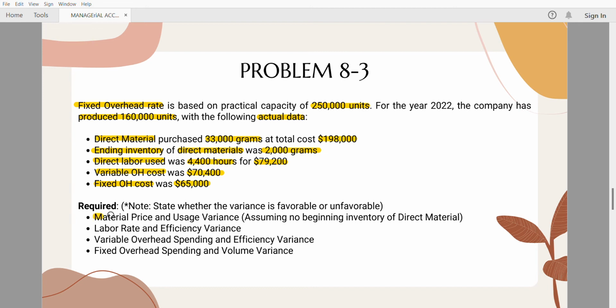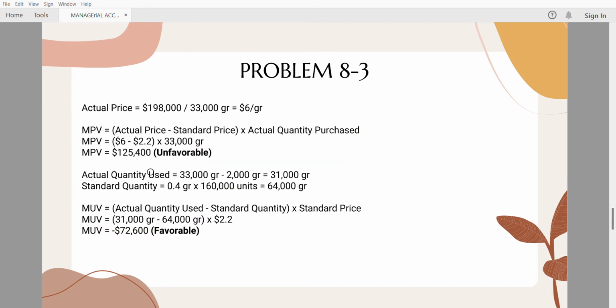And we need to find the MPV and MUV with the assumption that there is no beginning inventory of direct material, LRV and LEV, VOSV and VOEV, FOSV and FOVV. So it's an accumulation of problem 1 and problem 2 basically. Okay, we will just continue to the problem.